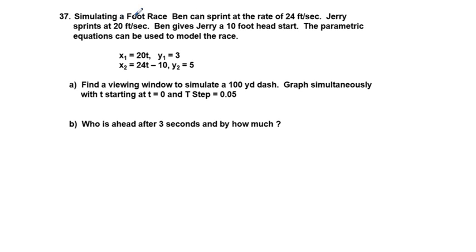So this first one, simulated foot race. Ben can sprint at the rate of 24 feet per second. Jerry sprints at 20 feet per second. Ben gives Jerry a 10-foot head start. Parametric equations can be used to model the race. So basically, this top equation here is going to be 20 feet per second. That's going to be Jerry. And this other one down here is going to be Ben.